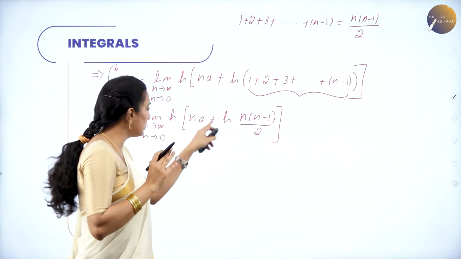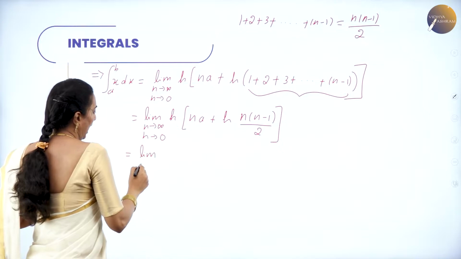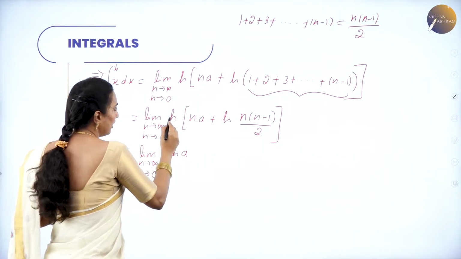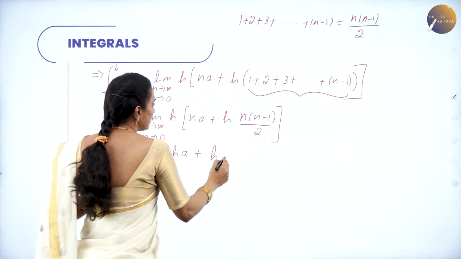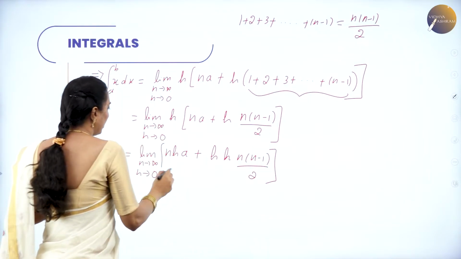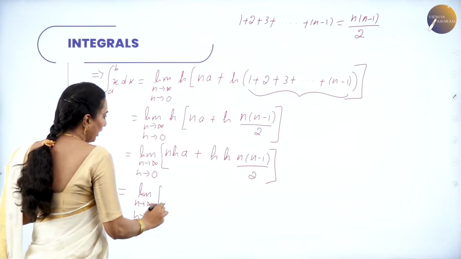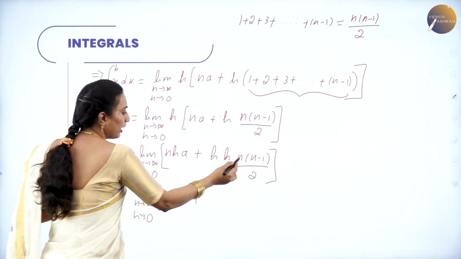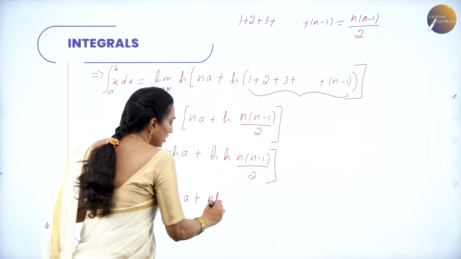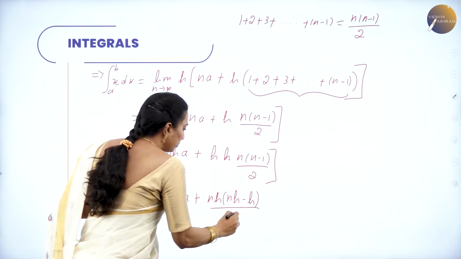Now, multiplying this h inside, dear students. Are you getting? Multiplying that h here. So, what happens? Limit as n tends to infinity, h tending to 0, you are getting nha plus h into n minus 1 divided by 2, isn't it? Okay. Now here, limit as n tends to infinity, h tending to 0, nh into a plus, here see, one h I am going to club with this nh, another h I am going to multiply inside. So what happens? nh, one more h I am going to multiply inside, which will become nh minus h. I hope you understood this one. Divided by 2. Okay.